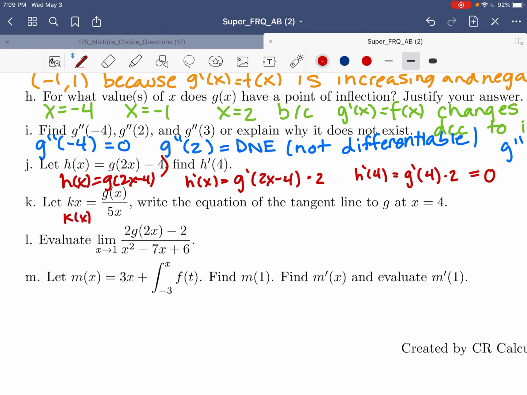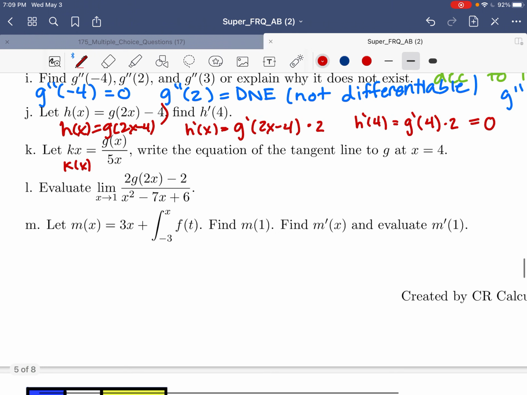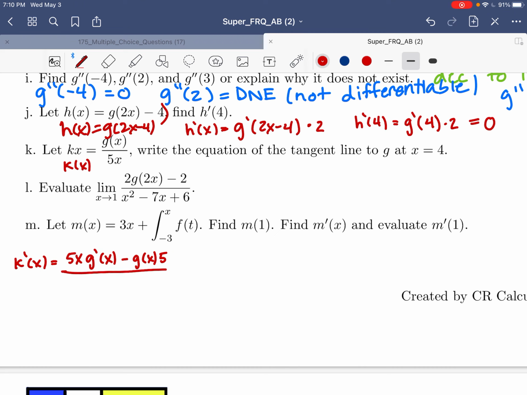This one is supposed to be k of x, not kx. Let me do this one below. So if we have k of x, k prime of x, we need quotient rule. So low, d high, minus high, d low, all over the square of what's below.